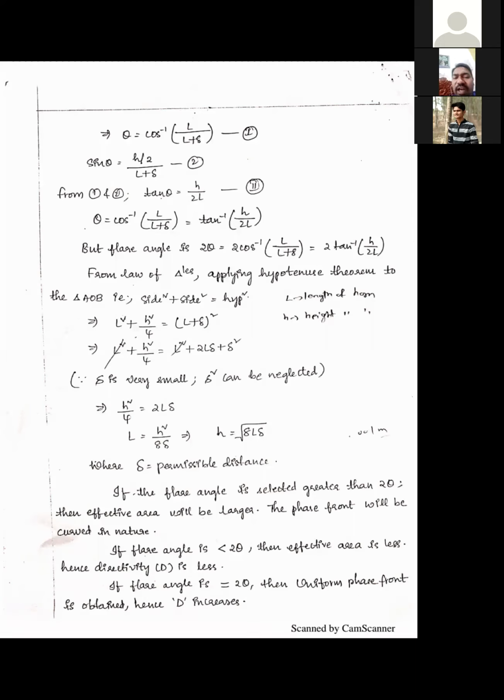I once again repeat, if the flare angle is less than 2 theta, effective area is less, hence directivity is less. Case 2, if the flare angle is selected greater than 2 theta, effective area will be larger, but the phase front will be curved in nature. If the flare angle is equal to 2 theta, then uniform plane waves will be produced, hence directivity will increase.